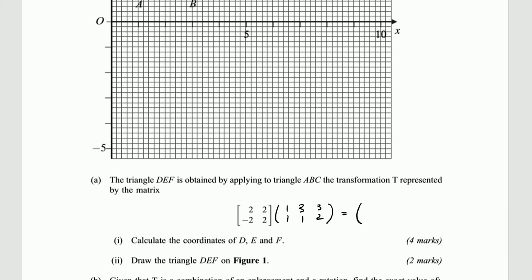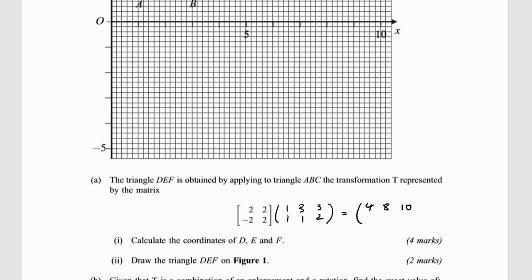First row, first column, the 2, 2 times the 1, 1. So I've got 2 plus 2 is 4. Moving along to the next one in the first row, that's 2, 2 times 3, 1, which is 6 plus 2 is 8. 2, 2 times 3, 2 is 6 plus 4 is 10.